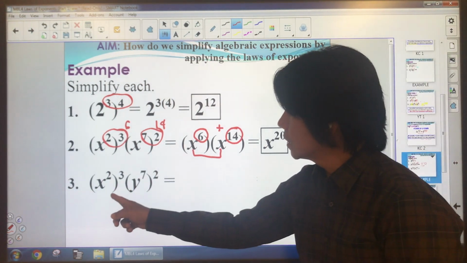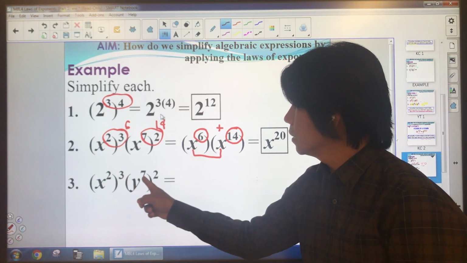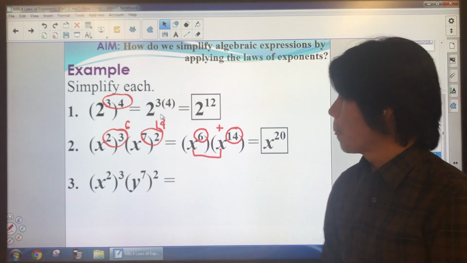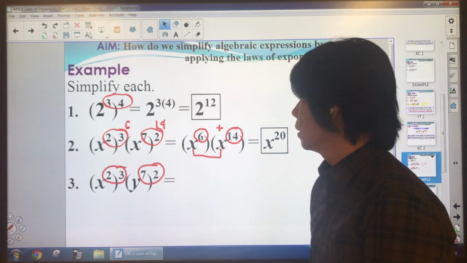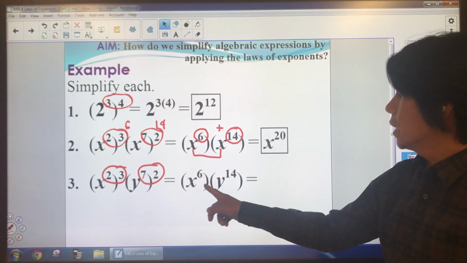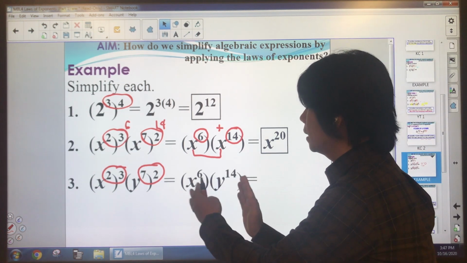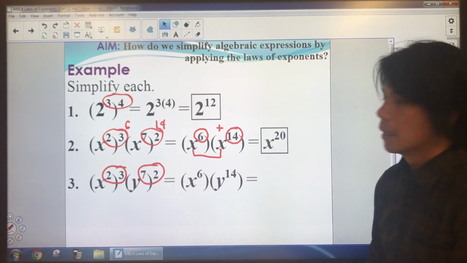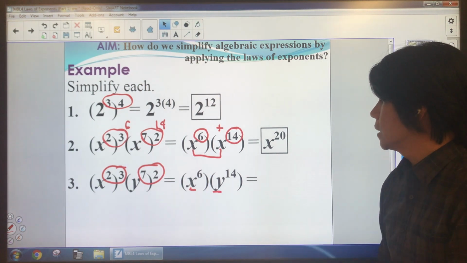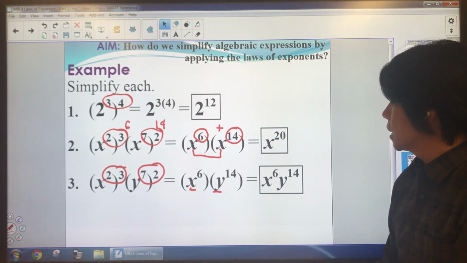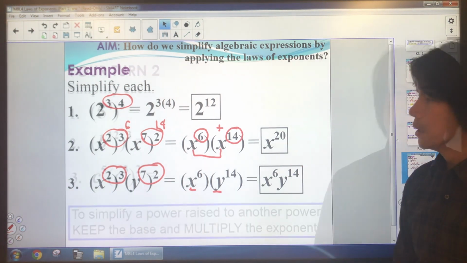Now let's have the last example. So x to the second raised to the power of 3, y to the 7 raised to the power of 2. Again, this is power to power, power to power. That's x to the 6, y to the 14. Now, do we need to combine these two or add their exponents? Nope, because they have different bases. So we just keep them as is without the parentheses.